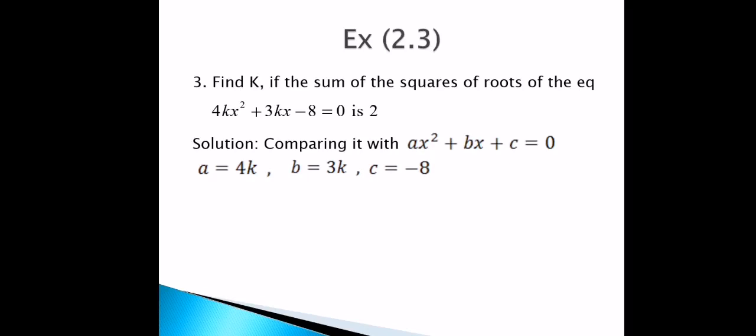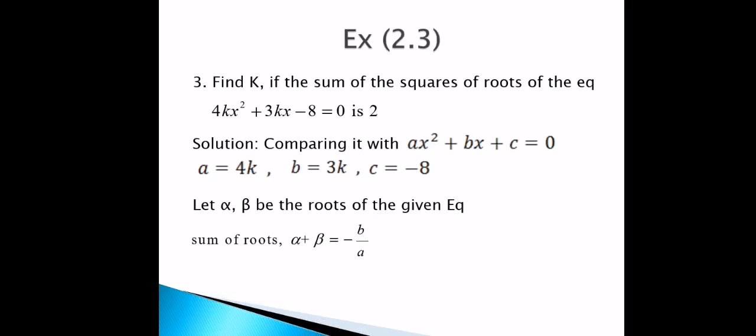We will start the solution with the comparison, and after comparison we get a is equal to 4k, b is equal to 3k and c is equal to minus 8. Now let alpha beta be the roots of the given equation, then sum of roots be alpha plus beta, and from the formula point of view it is minus b by a. So putting the values of b and a we get minus 3k divided by 4k. K will be cancelled out with k and we will get sum of the roots, that is alpha plus beta is equal to minus 3 by 4.